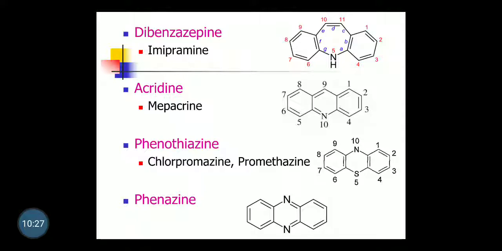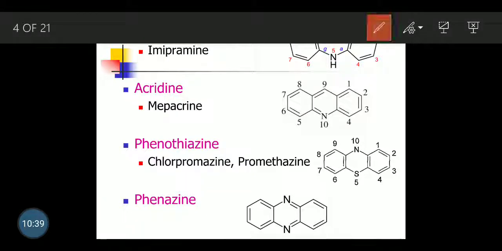Okay, so in this case we are giving the numbering like that of acridine. So as far as the numbering is concerned, numbering is starting by either of these rings. I'm going to start the numbering from this ring: 1, 2, 3.